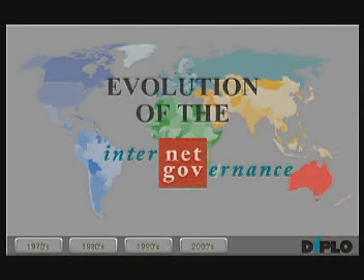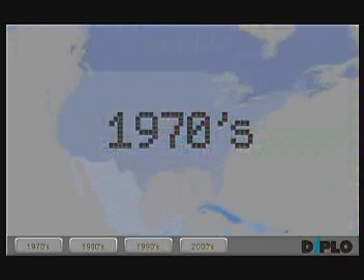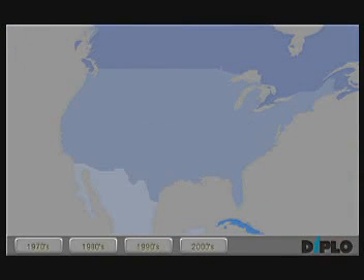Evolution of Internet Governance. The 1970s. At the start of the Internet, in the 1970s, networked computers had numeric addresses.